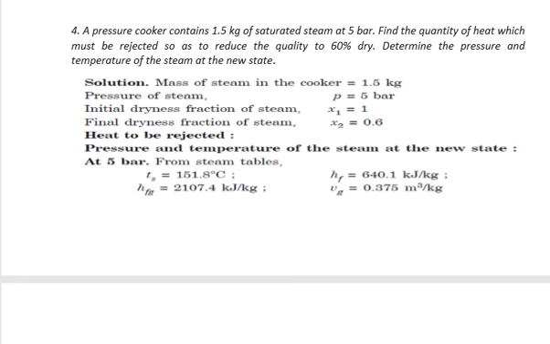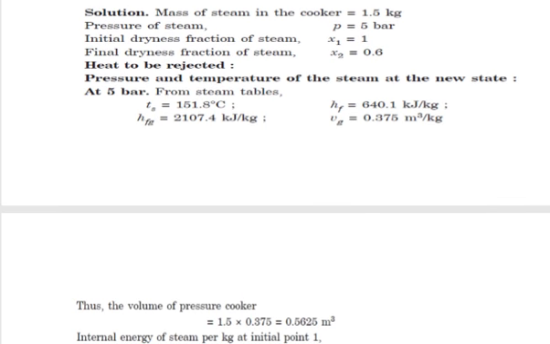First of all, you have to find the mass of steam in the cooker. Mass of steam is given as 1.5 kg. Pressure of steam is given as 5 bar. The initial dryness fraction of steam is x1 = 1, and the final dryness fraction of steam is x2 = 0.6.